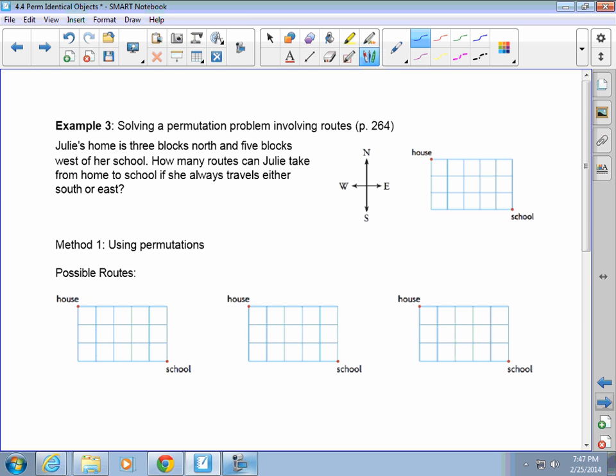Okay, solving some routes. If you're trying to go from point A to point B, there's a lot of different ways you can get there. So we're going to look at some examples of these.